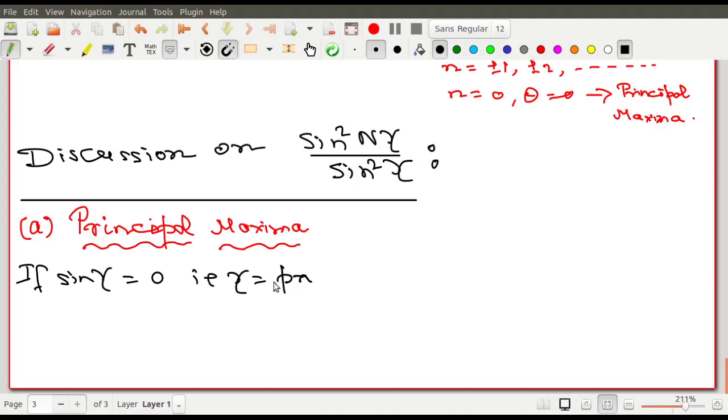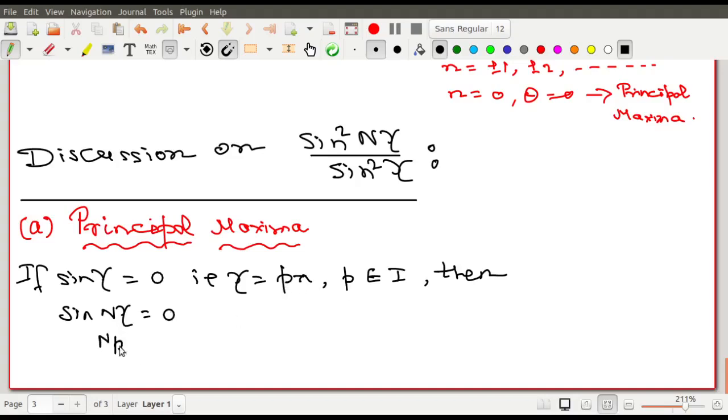If sin gamma equals 0, that is, gamma equals p pi for all integral values of p, then blindly sin n gamma will be equal to 0. Blindly, sin n gamma must be 0, because n is an integer. You say that the value of gamma is p pi.